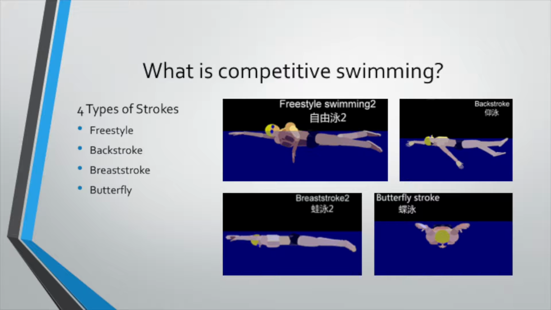So, most kids, when they're younger, take swim lessons of some kind, but not many kids have competitive swimming experience. So, what is competitive swimming? Well, it involves the four types of strokes. You have freestyle, backstroke, breaststroke, and butterfly. And each of these has its own styles and technique to the way you swim, and basically gets you down the pool faster or slower depending on which stroke you do.